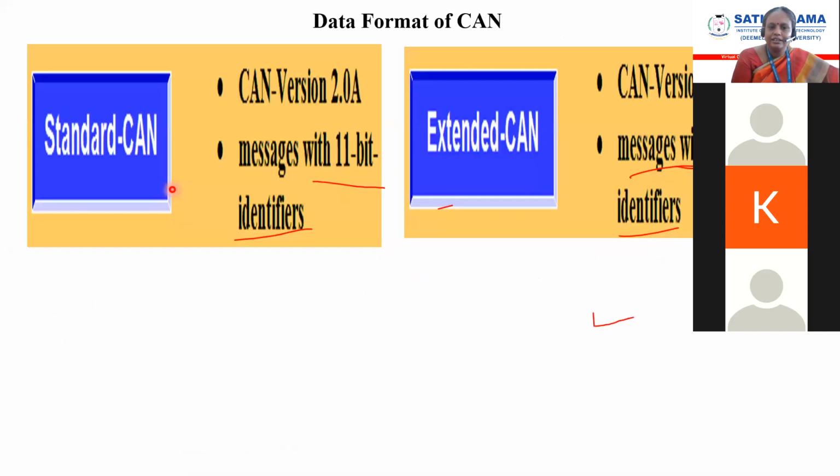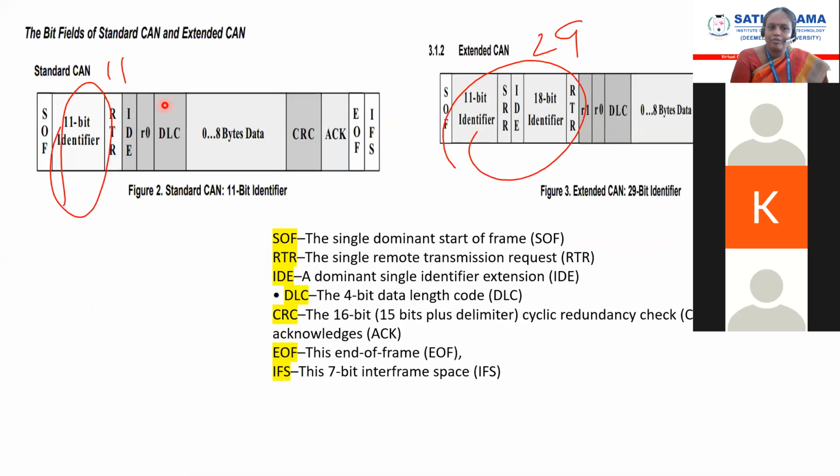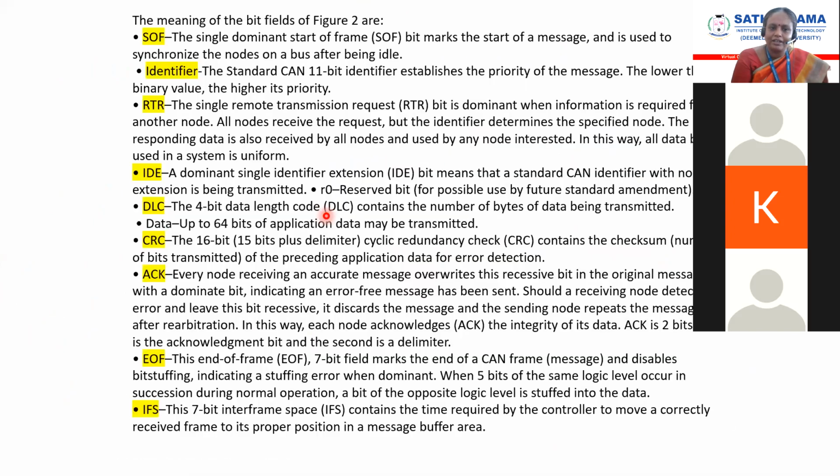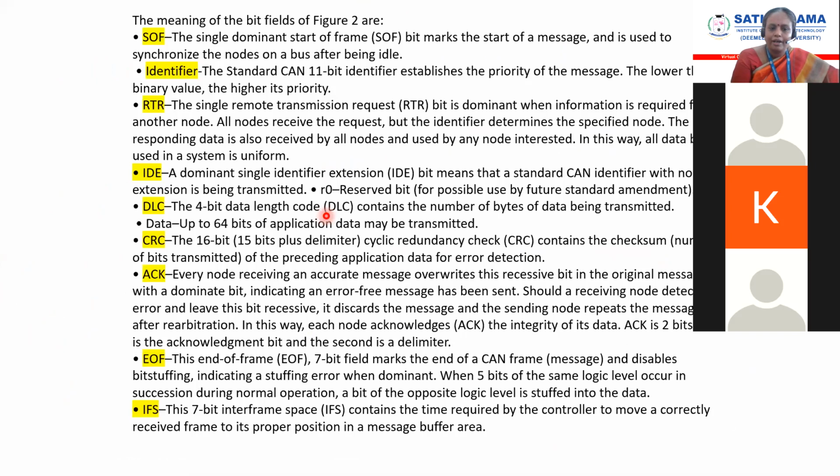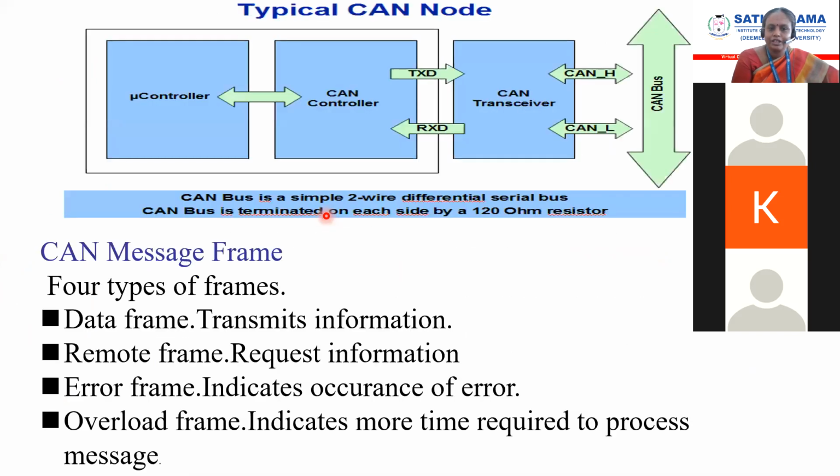Then you have to draw this diagram, standard CAN and extended CAN. Both diagrams will be the same, but here you have to identify 29 bit. This is not necessary; if you draw this, don't draw that. Then you have to explain the fields. Then what are the four types of frames available? Data frame, remote frame, error frame, and overload frame.